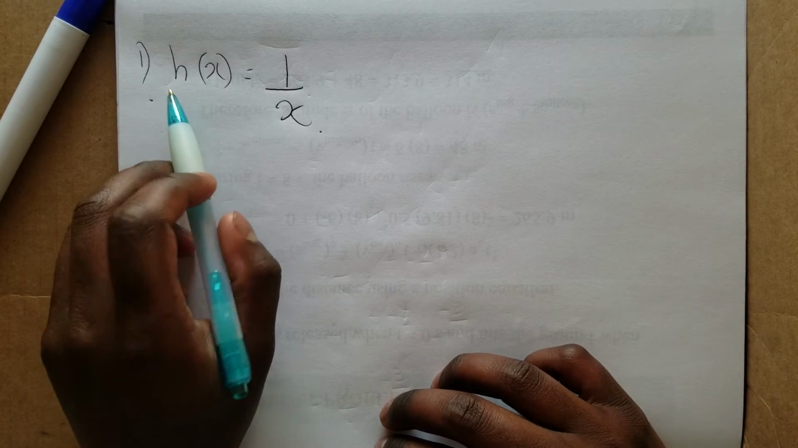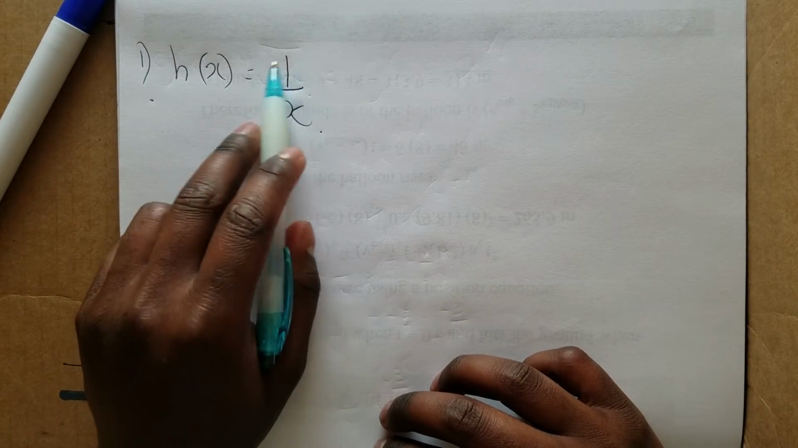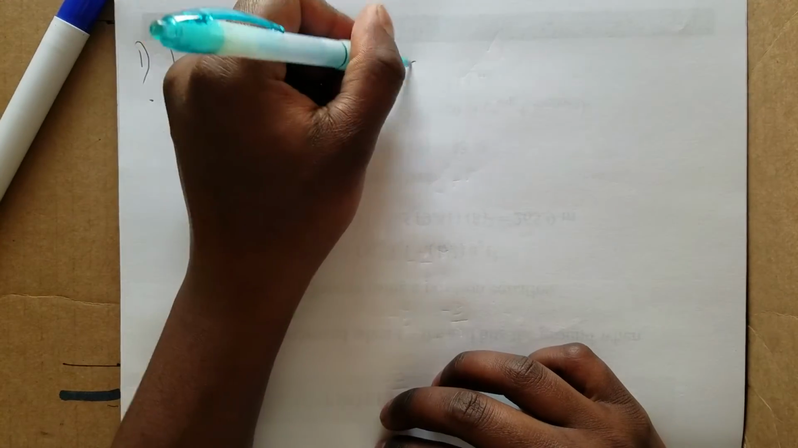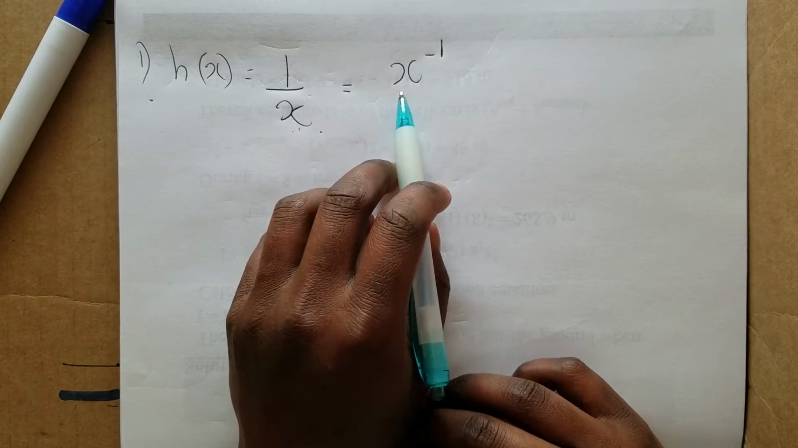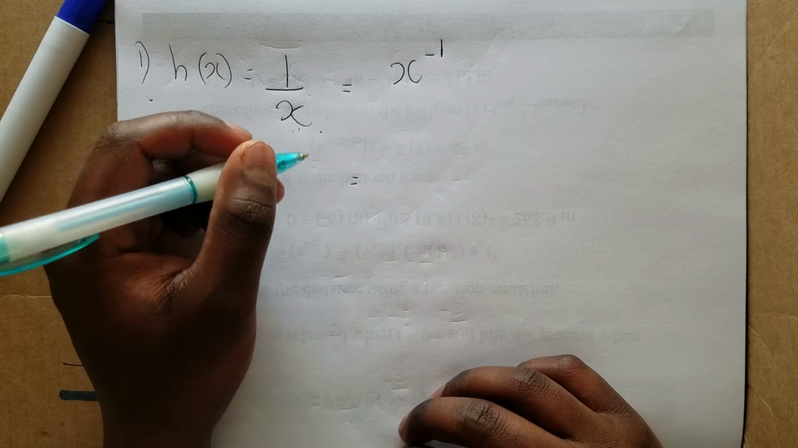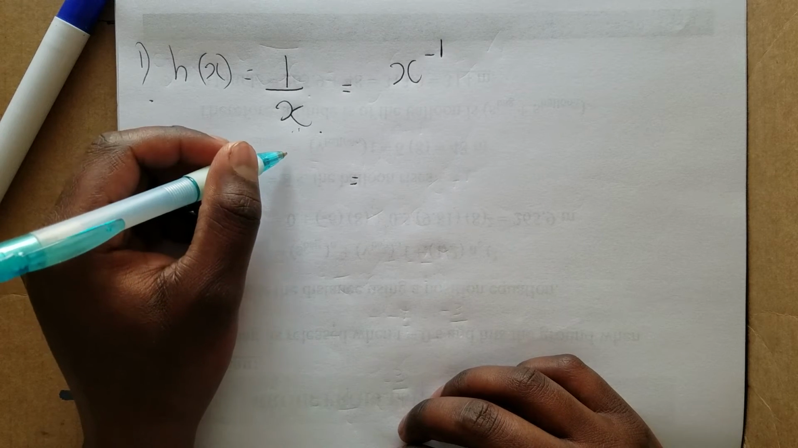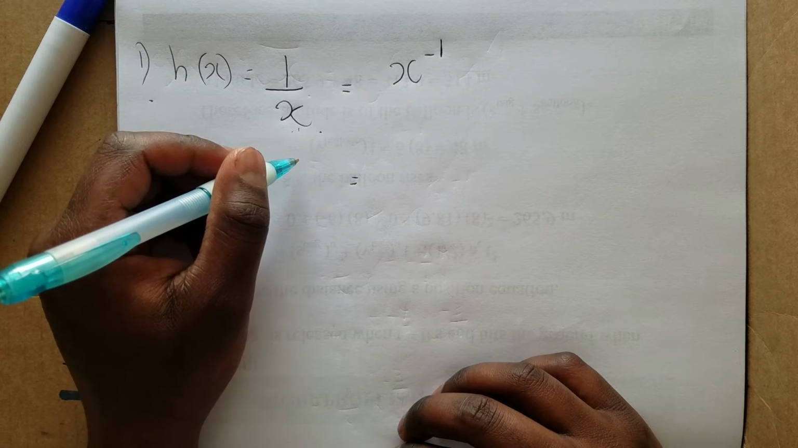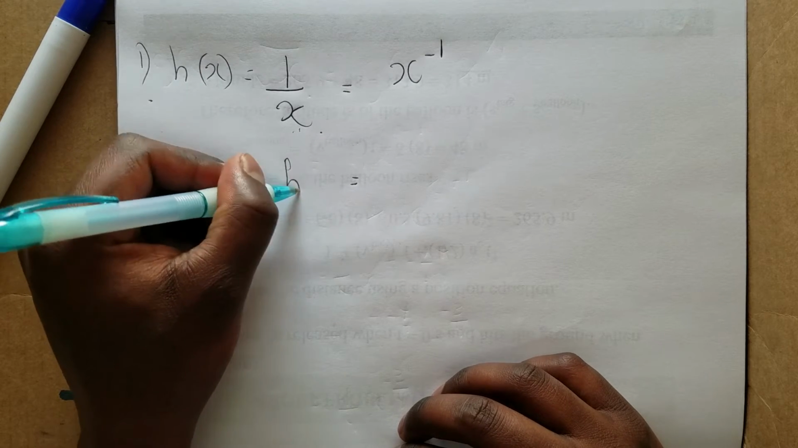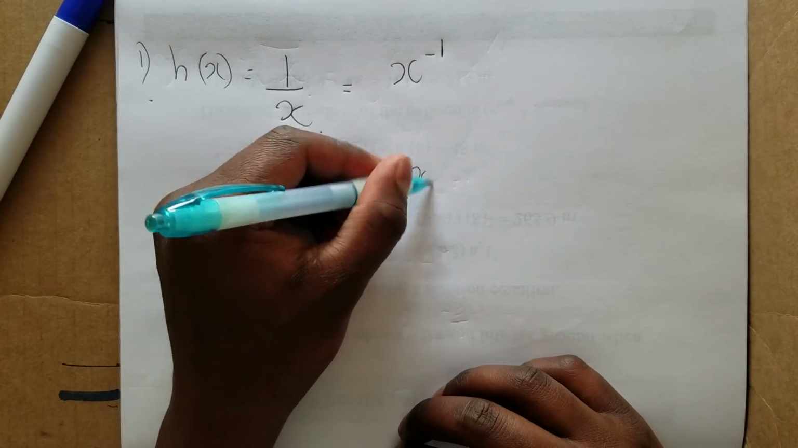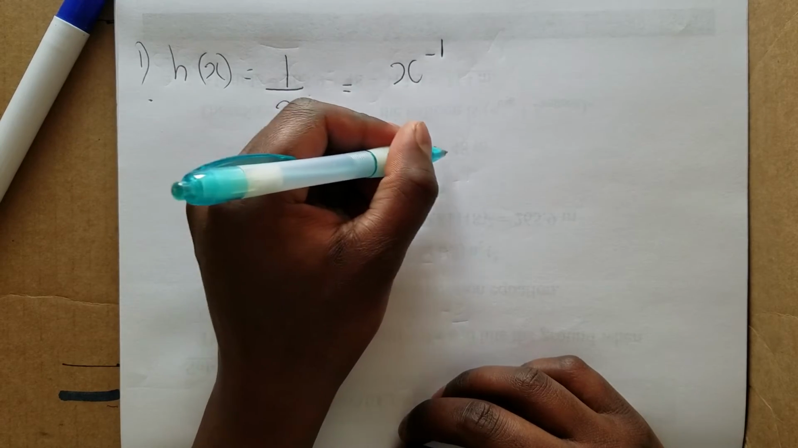So let's say I have a function g(x) equal to 1 over x. This can be written in power form by rewriting it. What is 1 over x? 1 over x is the same as writing x to the minus 1. Now you apply the principle of the derivative, which is written like this: the derivative of x to the n is n x to the n minus 1.